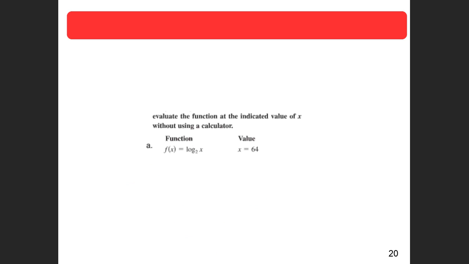Then problem number 2 asks us to find a value without using a calculator. For example, it'll give us something like f of x is equal to log base 2 of x when x equals 64. So basically they're asking you to put 64 in for x. So what would that value be? What is the log base 2 of 64? What would my answer be there?